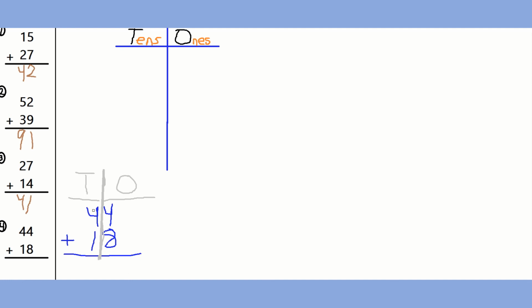So now we see the 4 and the 1 in the tens column, right? And the 4 and the 8 in the ones column. So then what I want you to do is do another chart. Right beside it, a chart. Do a line across, and then do a line going straight down, kind of like a T. And then I want you to write the same thing. A T on the left and O on the right.